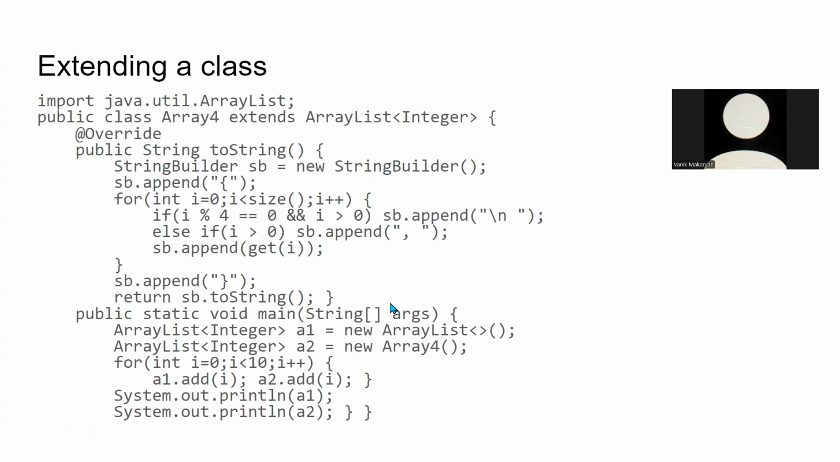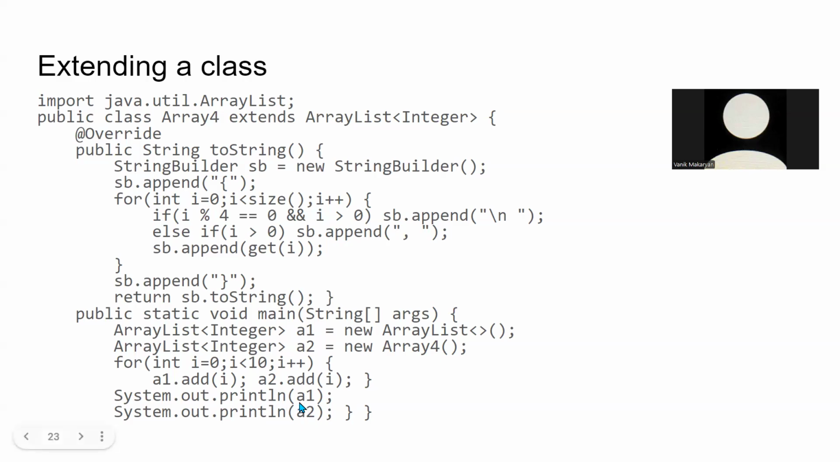I'm going to say ArrayList Integer A1 equals new ArrayList, make a standard ArrayList. And I'm going to say ArrayList A2 equals new Array4. And I'm going to use my new improved array class, right? Because Array4 is a subclass, I can assign it to the superclass type. So I can assign Array4 to something of type ArrayList Integer. And now I can go through this list and add the same number, the i, 0 to 10, to both of them. And then I can print out both objects.